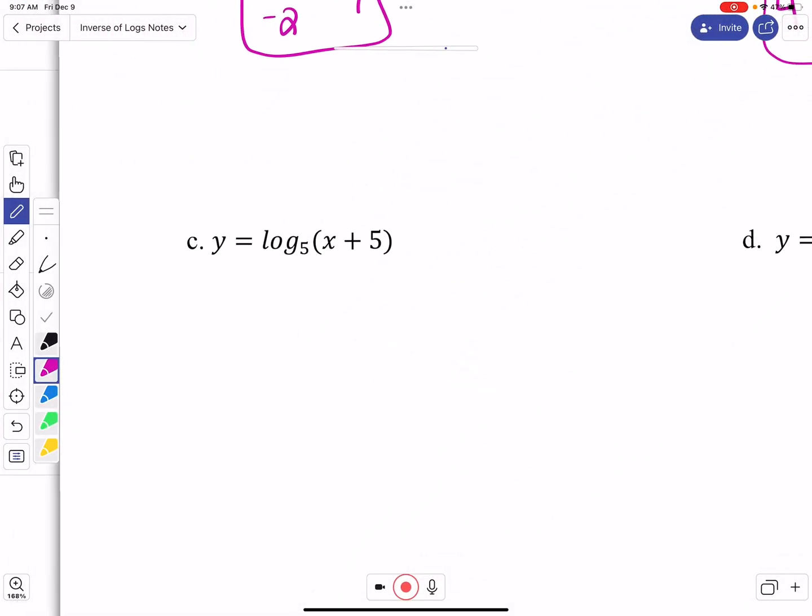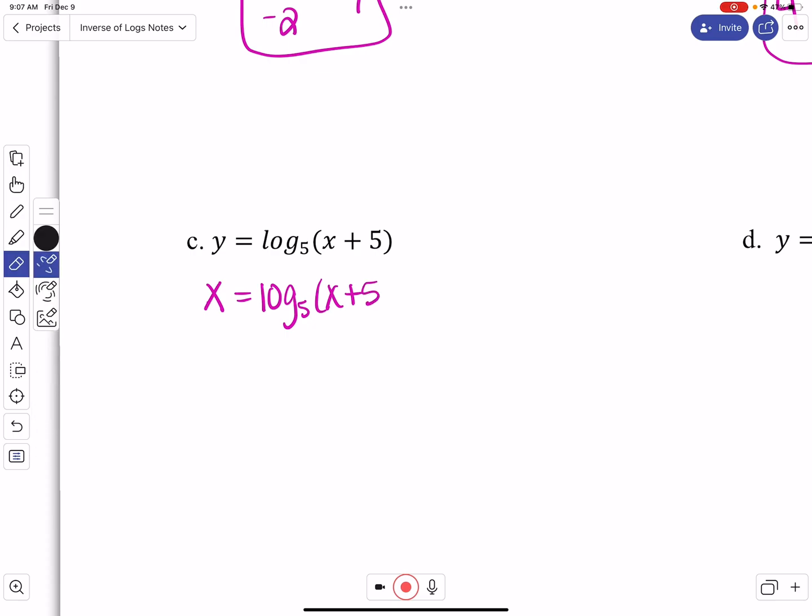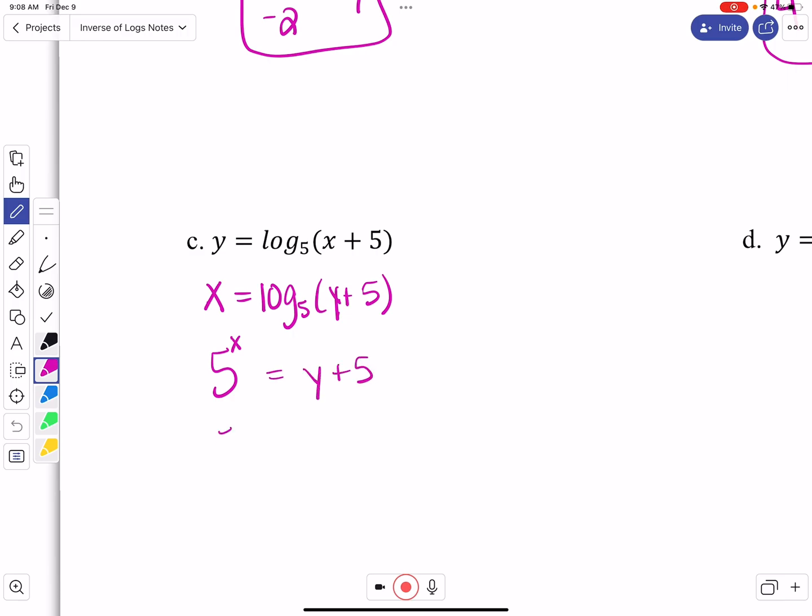All right, let's look at 2 more. So I have x equals log base 5, oops, that should be a y, y plus 5. If I want to change it to exponential, that will be 5 to the x power equals y plus 5. And I just need to subtract that 5. Oops. 5 to the x minus 5 equals y.